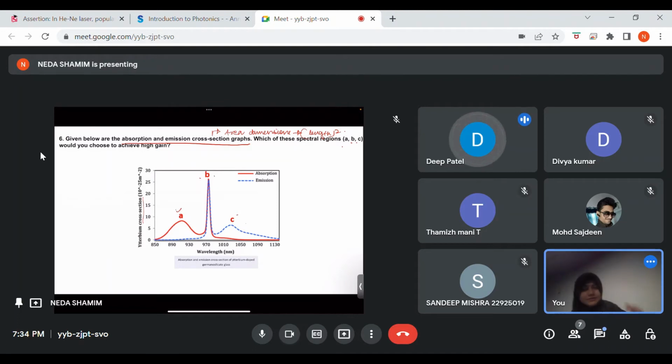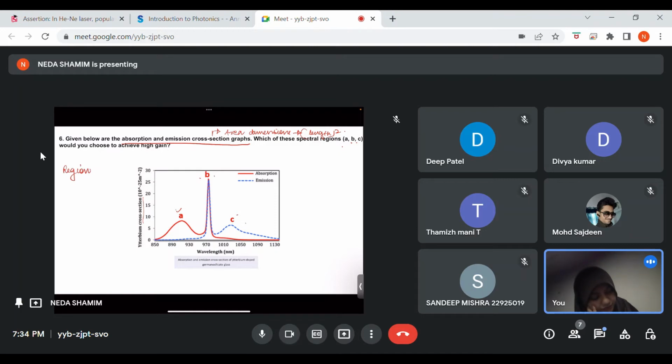Okay, from the formula. It's quite logical. I want higher gain. So when will my gain be higher? My gain will be higher when the emission is the most. And when will the emission be most? Emission will be most when the area provided for the emission, that is the emission cross section, is the maximum. So from the graph we see region A. What is happening in region A?